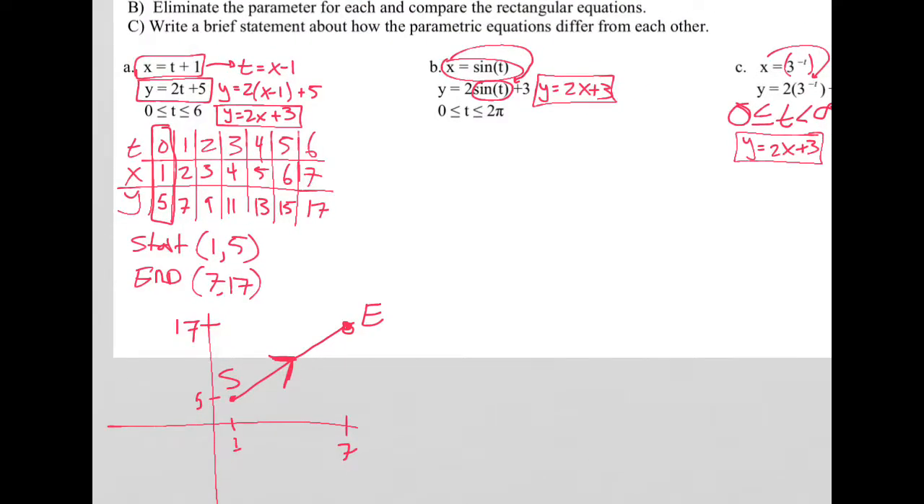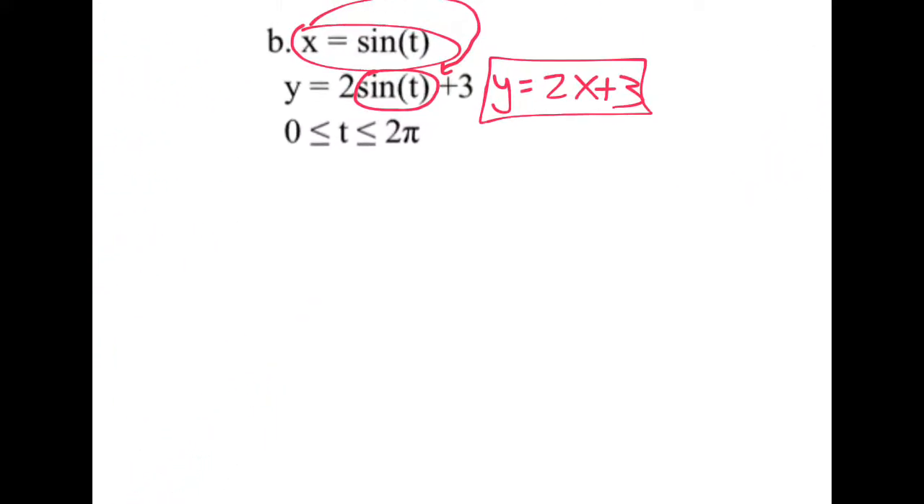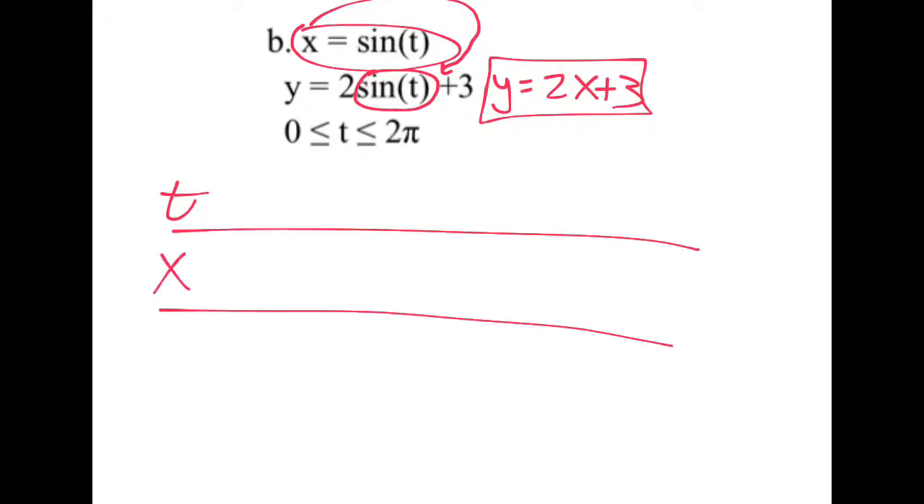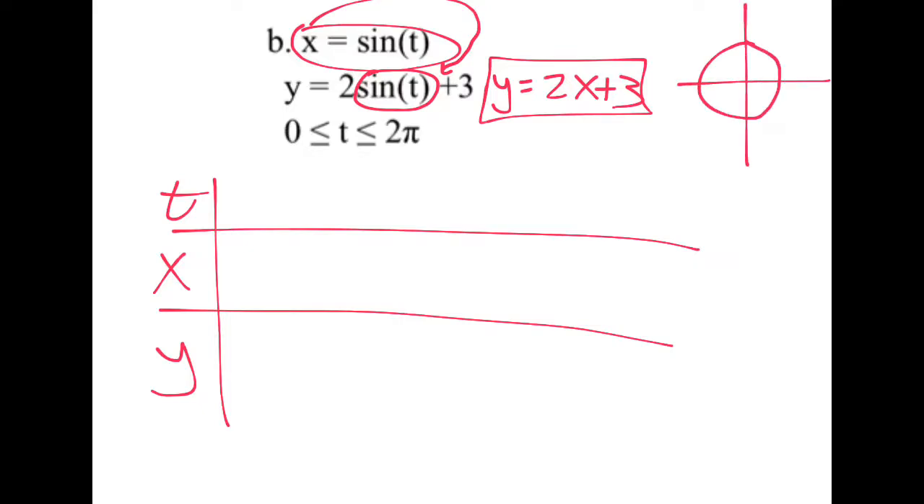Okay, well, let's do the same thing for B now. So let's go with a T column, an X column, and a Y column. So where should we start? Well, we're dealing with a sine function, so let's go back to our friend, the unit circle, and let's think about what sine values will be easy for us to calculate.